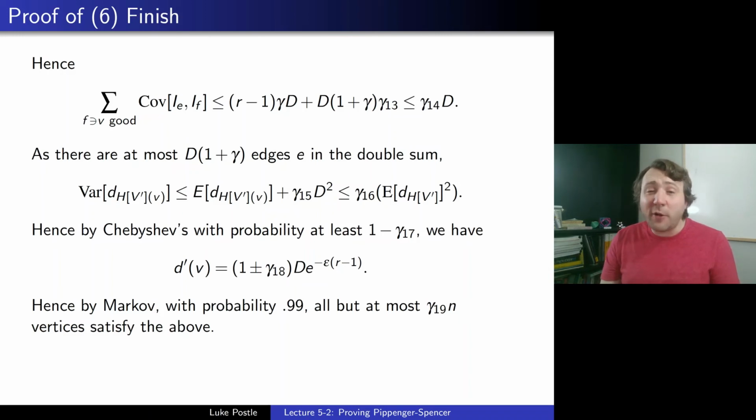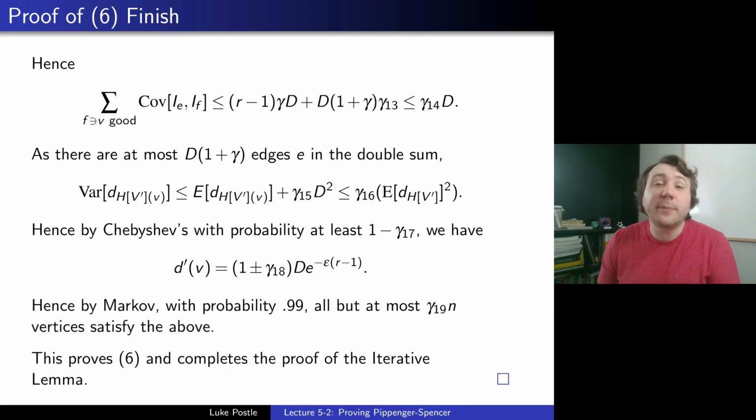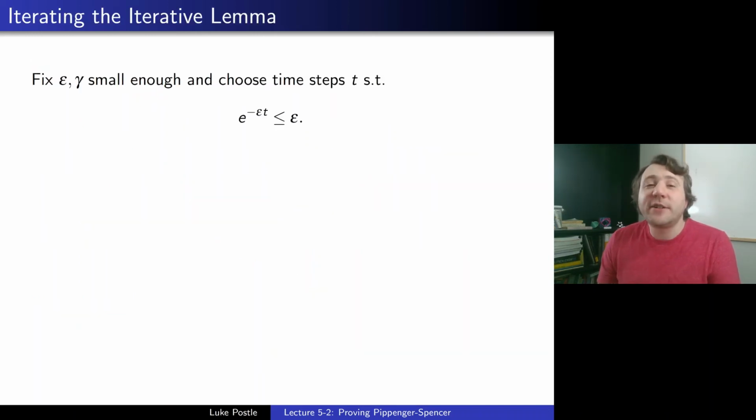So we somehow lose some of the regularity. We expect most vertices who were regular, who weren't in too many of these bad edges, to stay regular, again with some new degree, but we can't even control that exactly. Maybe some of them don't end up regular, well, we'll throw those as well into the trash, into the irregularity. So this proves 6 and completes the proof of the iterative lemma. Now we just have to iterate the iterative lemma to prove Pippenger-Spencer.